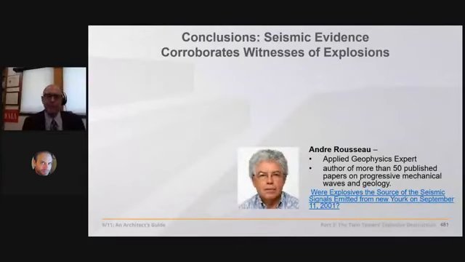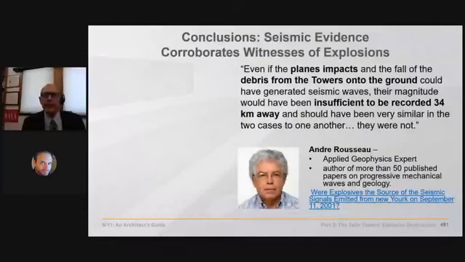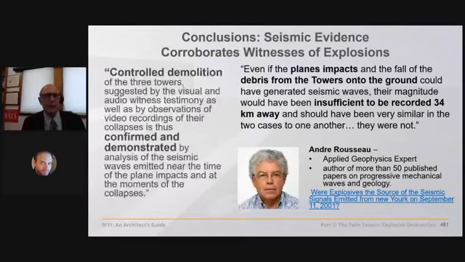Well, some have held their ground, like Andre Rousseau. "Even if the plane impacts and the fall of the debris from the towers onto the ground could have generated seismic waves, their magnitude would have been insufficient to be recorded 20 miles north and should have been very similar in the two cases to one another, but they were not." Controlled demolitions confirmed and demonstrated.